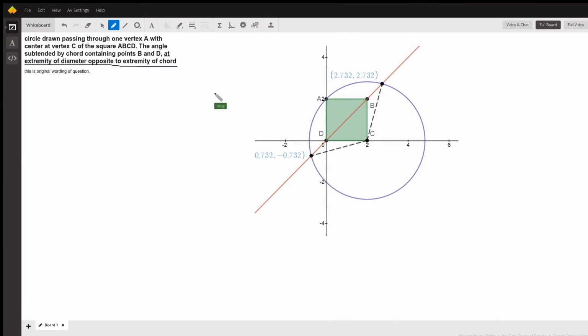Okay, the wording of this problem is a little confusing, especially this last sentence, "at extremity of diameter opposite to extremity of chord." I'm not quite sure what that means, so I'm going to take a stab.